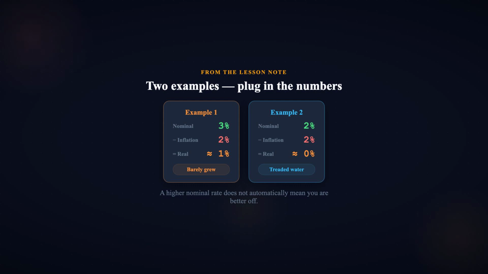start. Example 2. Same bank, but now the nominal rate drops to 2%, and inflation stays at 2%. Apply Fisher. 2 minus 2 equals 0. Your balance went up on screen, but your purchasing power did not change at all. You treaded water for an entire year. The headline matters. A higher nominal rate does not automatically mean you are better off. You always have to ask what inflation is doing alongside it.